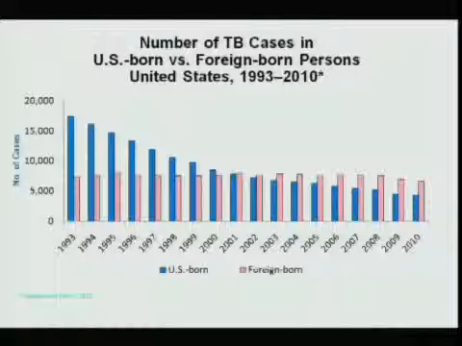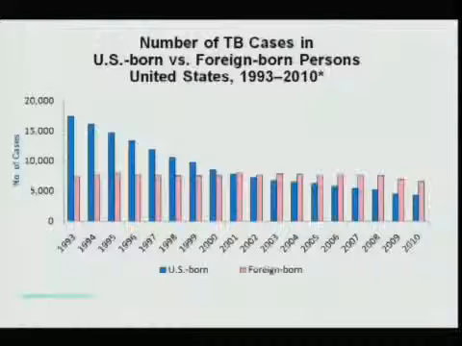And that has just accelerated over the last 10 years, with more and more, on a percentage basis, of our TB cases in the United States being among our foreign-born population. And why is that also of a concern? What's happening around the world with TB control? Do they have that nice decline in cases that we just showed for the United States?